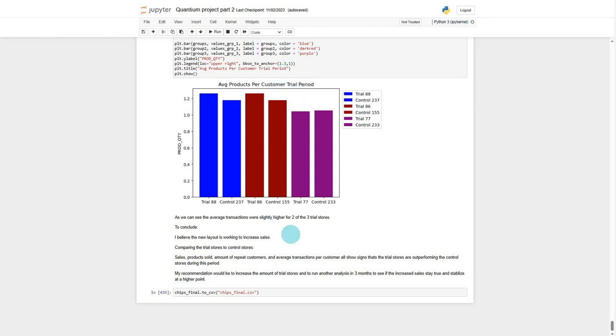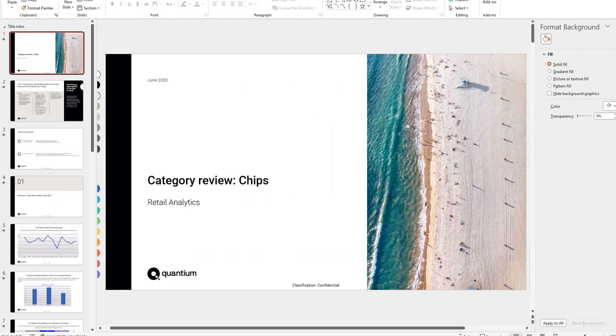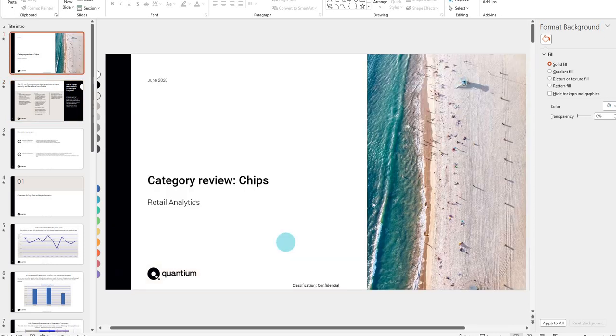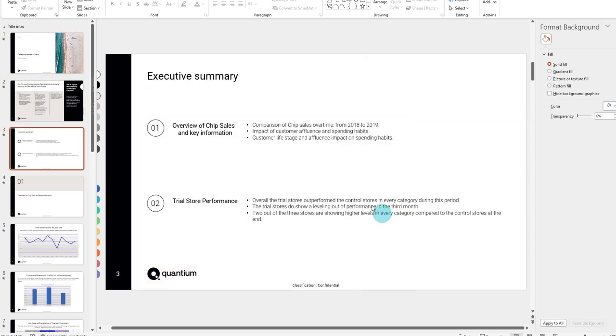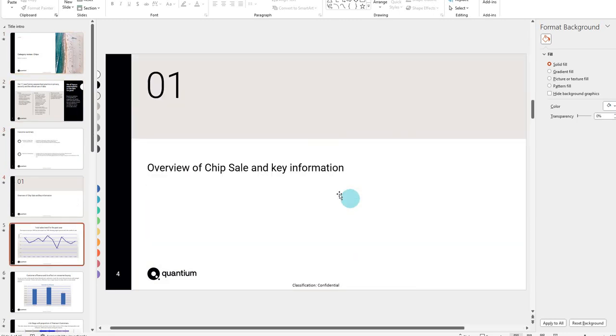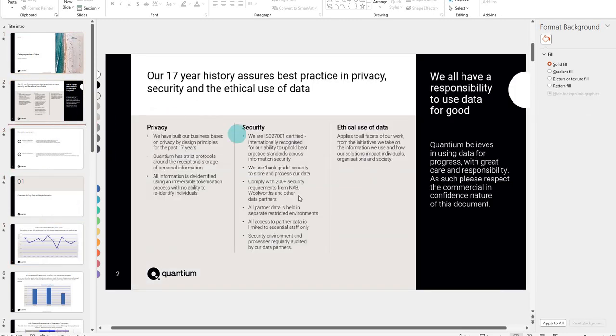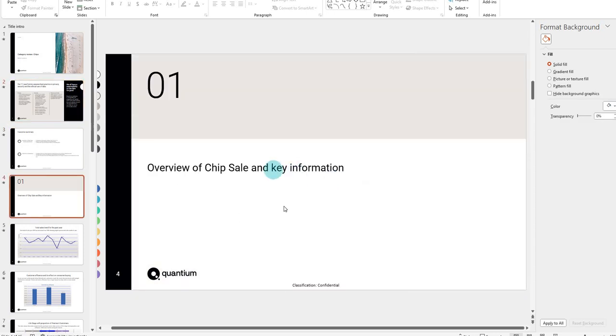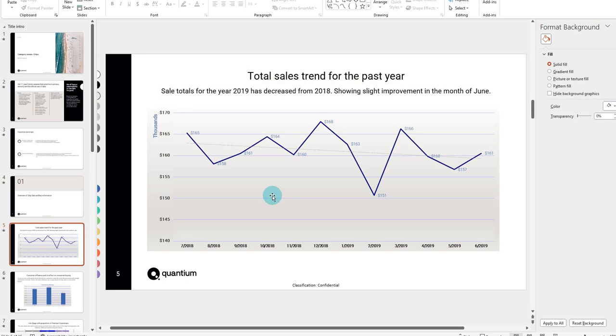That concluded part 2. And then for part 3, they wanted you to make a PowerPoint presentation to give to the supermarket company. So this is the PowerPoint. The layout of the first two slides was given by them, because it's basically about their company information. And then I take over from here, with an overview of chip sales and key information.